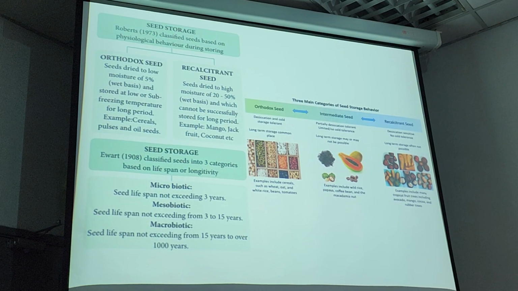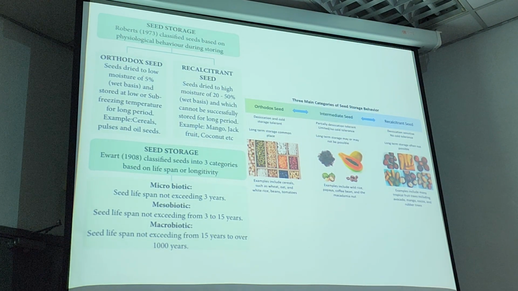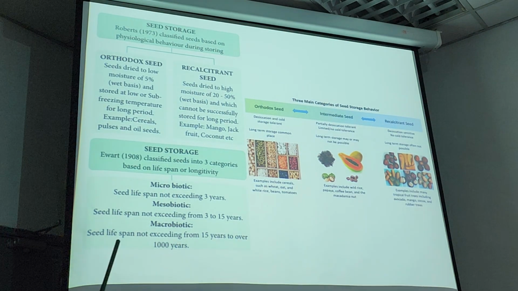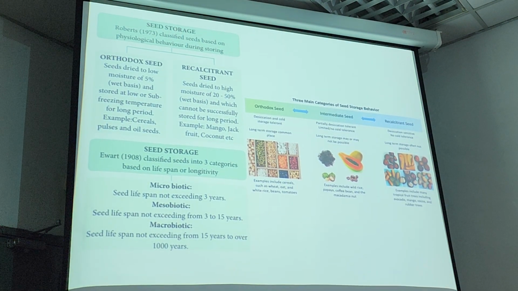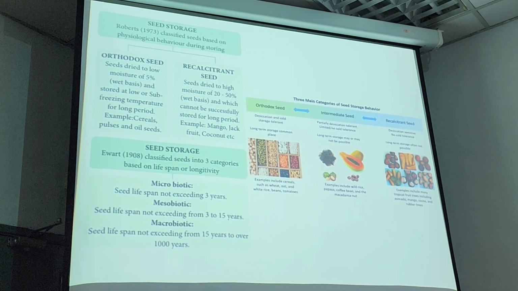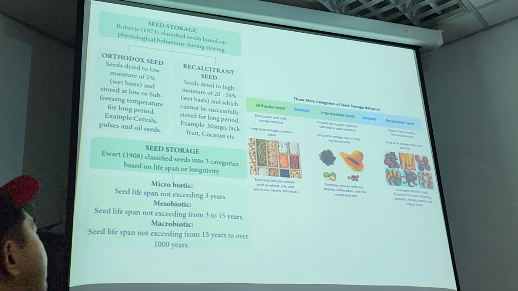Recalcitrant seeds, you can dry the seed, but they're not going to last very long. The viability is rather temporary, and you're going to see that much of the seeds from our tropical region are recalcitrant seeds. Recalcitrant, another way to put it, is stubborn. Stubborn to stay for longer. They choose to die.